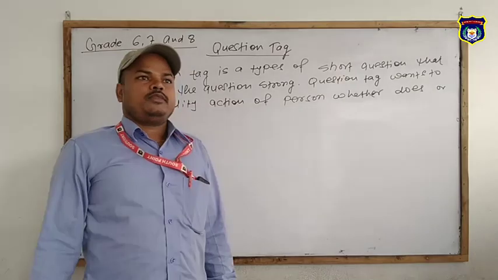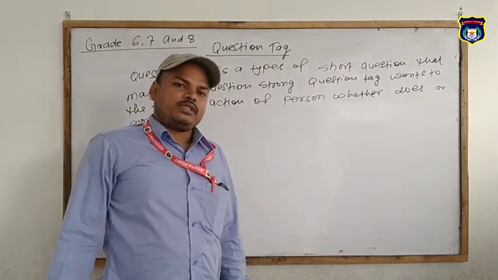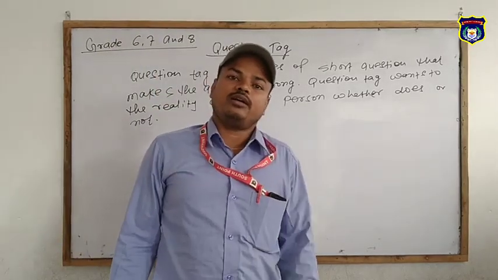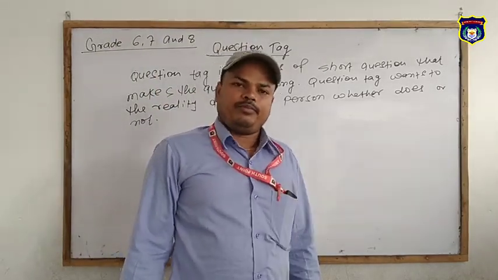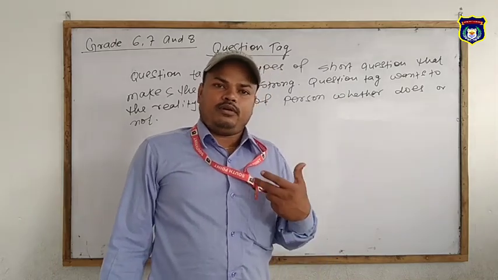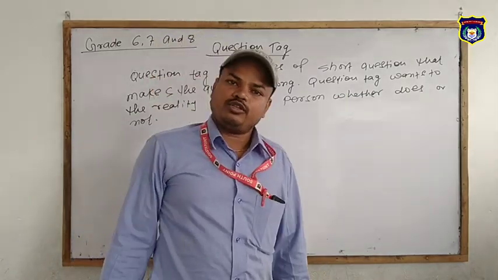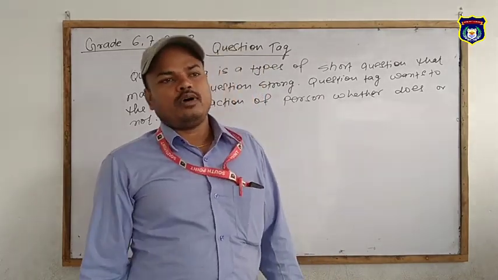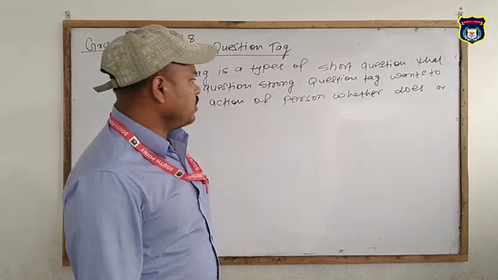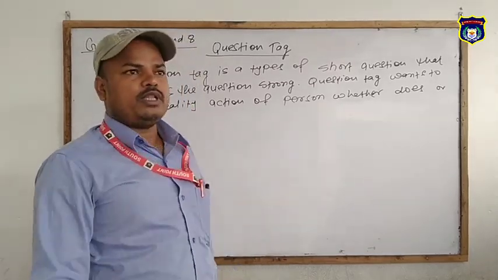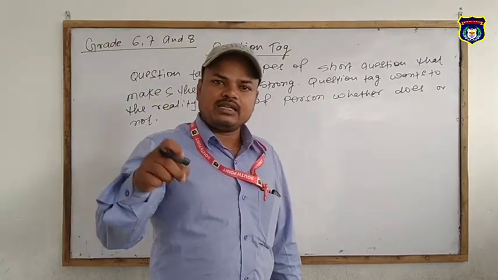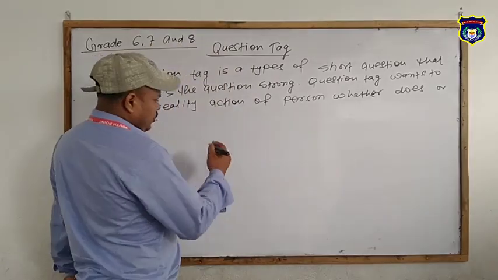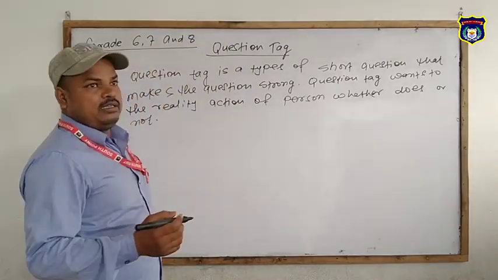So how to make a question tag? To make the question tag, first of all you should consider the auxiliary verb, main verb, modal verbs, subjects and so on. First of all I talk about the auxiliary verb. If auxiliary verbs are in the sentences, then how to make the question tag? First of all, see the auxiliary verbs.